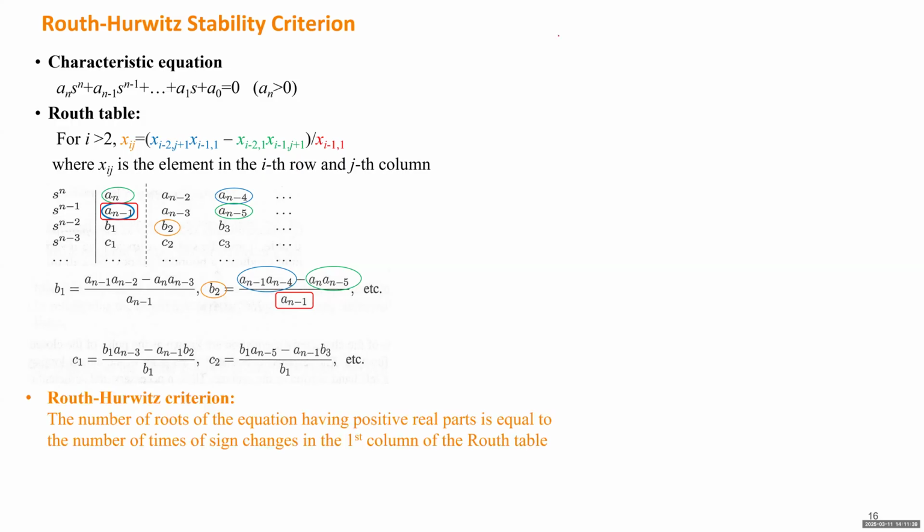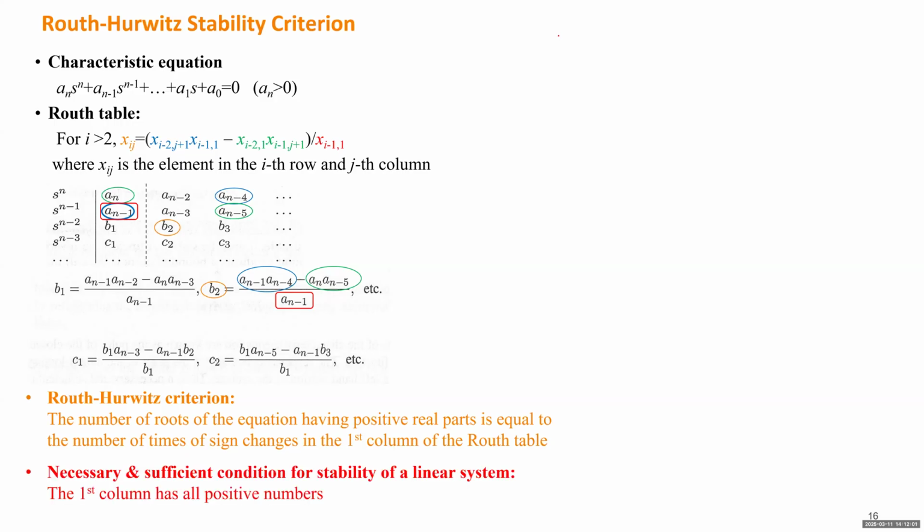Once you generate this table, there's a principle which is very useful to help judge stability. The principle says that the number of roots of the equation that have positive real parts is equal to the number of sign changes in the first column of the table. So what does that mean? The necessary and sufficient condition for stability of this linear system is equivalent to examining the first column.